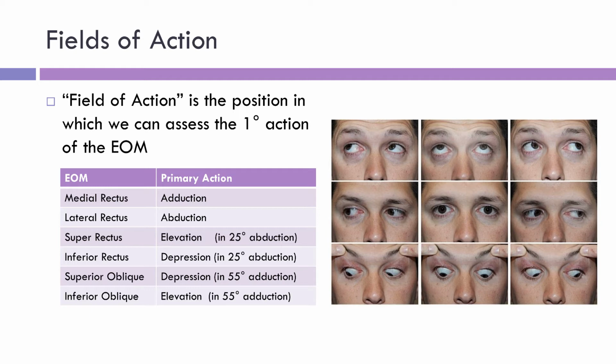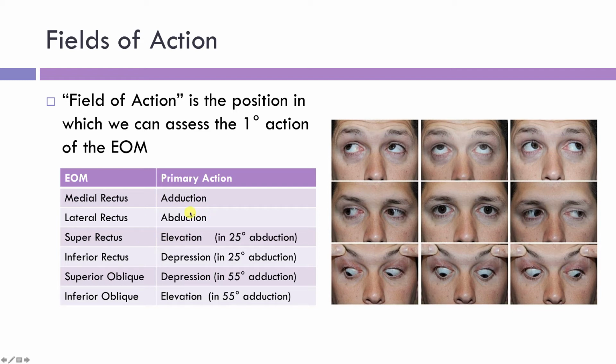But in order for us to do that, we need to move the eye into what we call the field of action of that extraocular muscle, where we get to assess the primary action of that extraocular muscle. So if we have a look here, I've given you a reminder of the primary actions. For the medial rectus, it's adduction. For the lateral rectus, it's abduction. For the superior rectus, it's elevation, and so on and so forth.